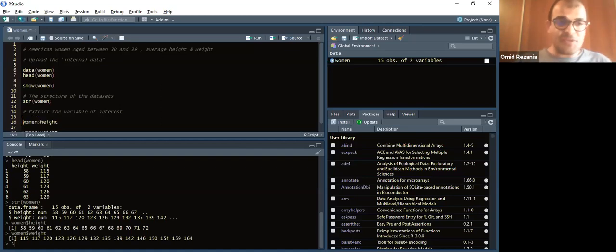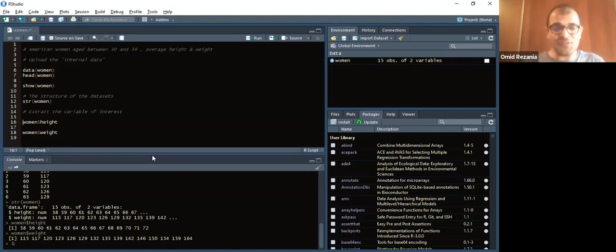Then the other thing I'm going to do is that either I can always refer to this variable of interest like that, or I'm just going to save them into an object, and I call that object for the rest of my coding. That's what I'm going to do.